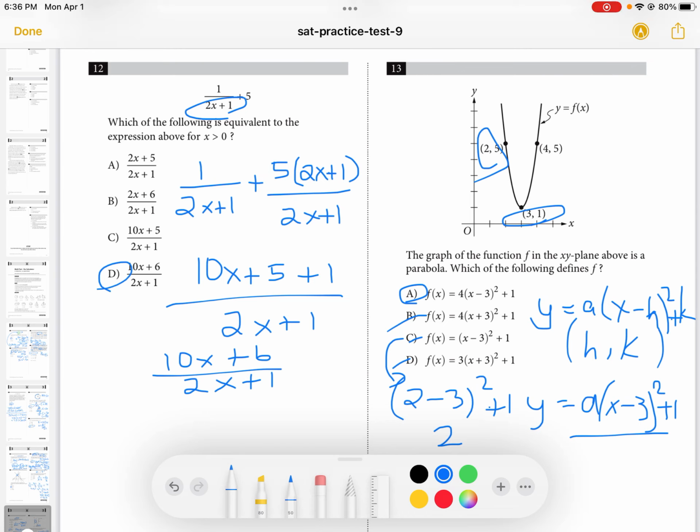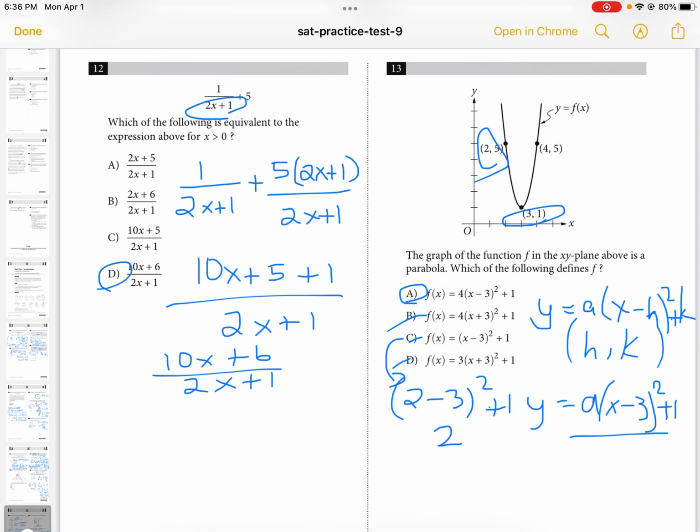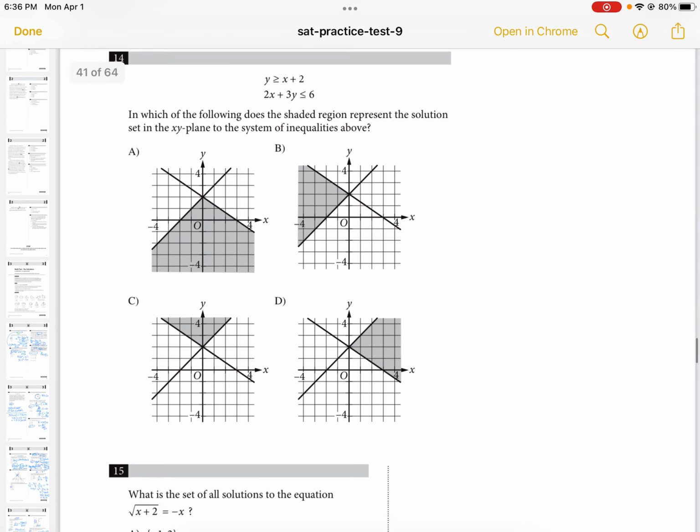But let's just make sure. When we plug in 2 into this equation, this part is negative 1. Negative 1 squared is 1. 4 times 1 is 4, plus 1 is 5. So we know for sure it's A. Let's move on.